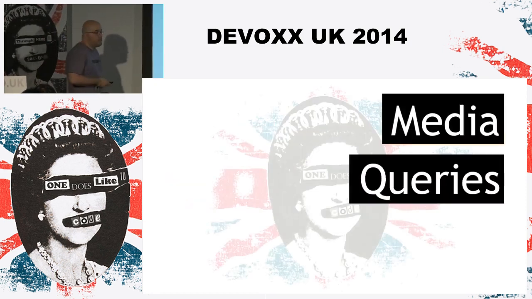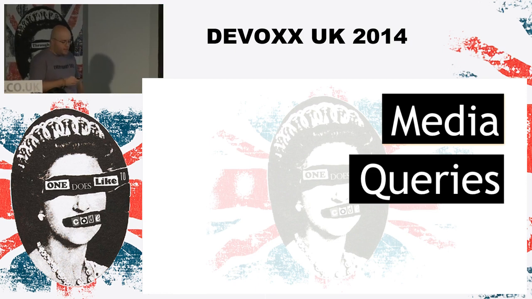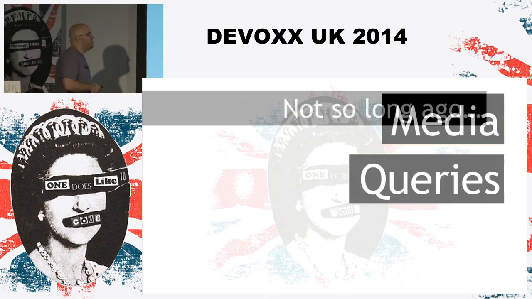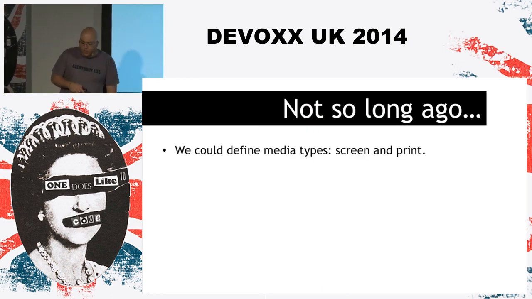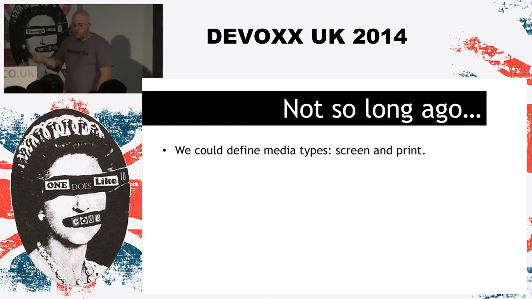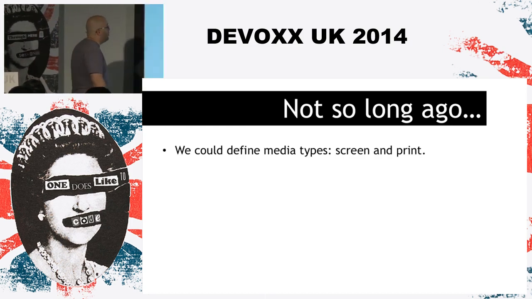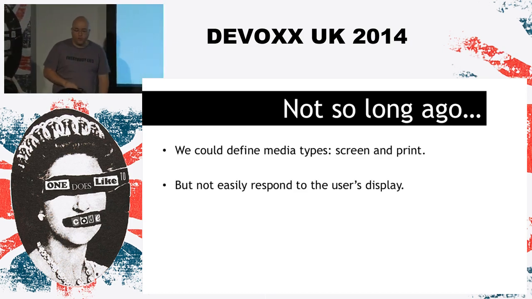So MediaQueries, how many of you know what MediaQueries is? This is one of my preferred features in CSS3. I really like this. This is basically having if statements in your CSS. See it like this. So not so long ago, we were able to define media type. Is it screen? Is it for printing? So we were able to serve different CSS to the browser depending on what we wanted to do.